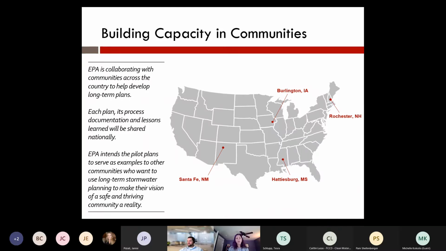And right now we're partnering with 4 municipalities in these areas on the map: Burlington, Iowa; Rochester, New Hampshire; Hattiesburg, Mississippi; and Santa Fe, New Mexico. And we're documenting our process as we provide this technical assistance to these 4 communities. And we are hoping they'll serve as examples for other communities who want to do long-term stormwater planning in the future.